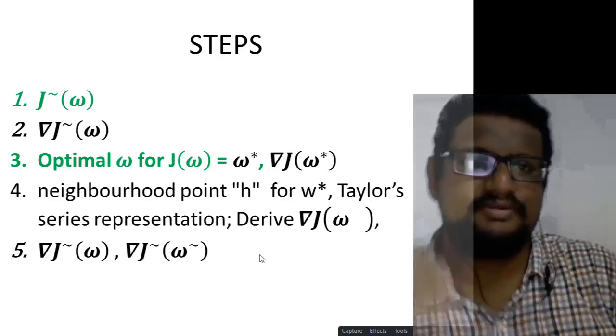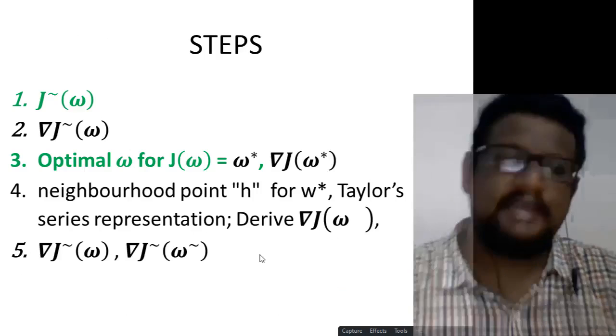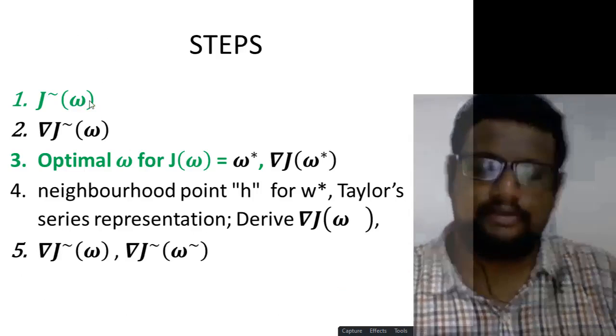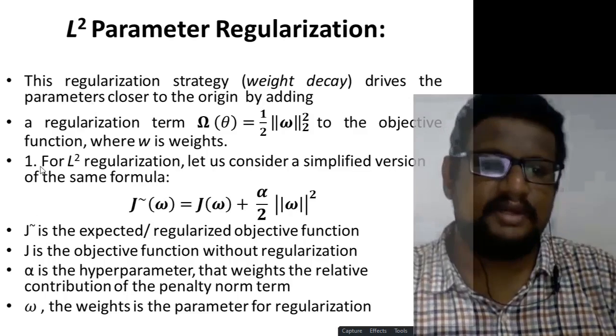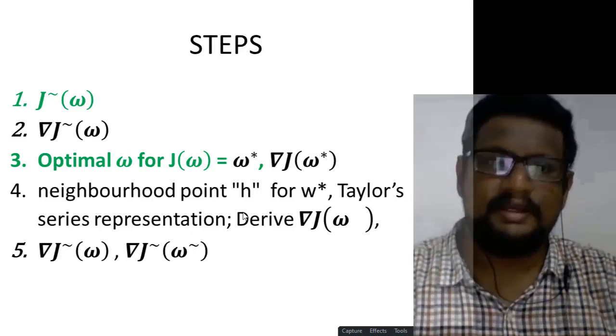And what are the different steps we are going to do in this derivation? First, J cap of omega we are going to declare, with respect to J of omega, which we have already told. That is why I have given this as step 1. So step 1 is already completed.